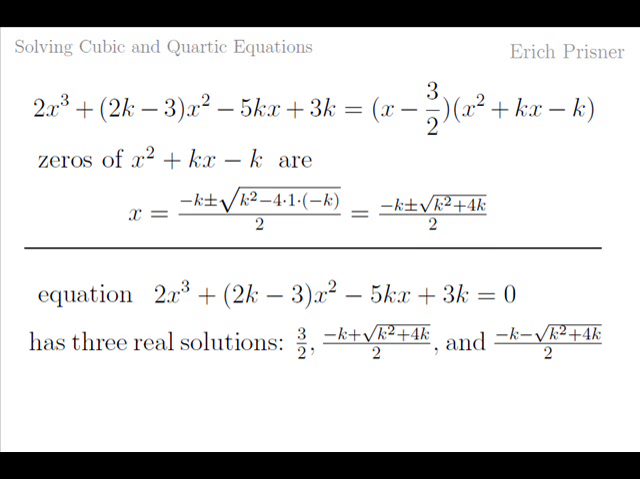Thus the equation 2x cubed plus 2k minus 3 times x squared minus 5k times x plus 3k equals 0 has three real solutions: 3 over 2, x equals negative k plus square root of k squared plus 4k divided by 2, and x equals negative k minus square root of k squared plus 4k all divided by 2.